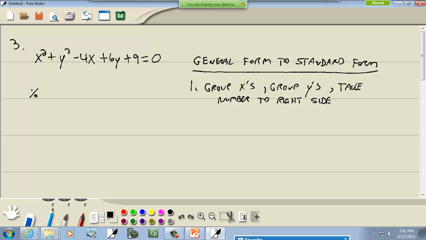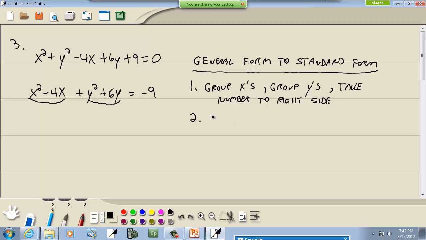What that means is I got an x squared, and I'll put the negative 4x right beside it, so we'll group those two together. And then I got y squared, and I'll put the 6y right next to it. So group those two together, and we'll take the 9 to the right side, so it becomes a negative 9. When you take anything across equals, your sign changes. Now I say take the number to the right side. There's a lot of numbers. When I say number, I'm talking about the constant term.